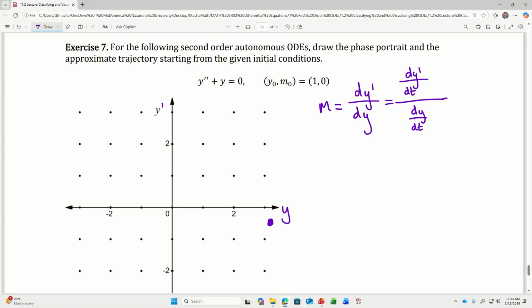Okay. Well, what's the derivative of y prime with respect to t? It's a derivative of a derivative. So that's the second derivative, y double prime. And what's dy dt? That's just y prime. And so the slopes of the little line segments I'm going to put down on this plot are going to be what I get for y double prime divided by what I get for y prime.